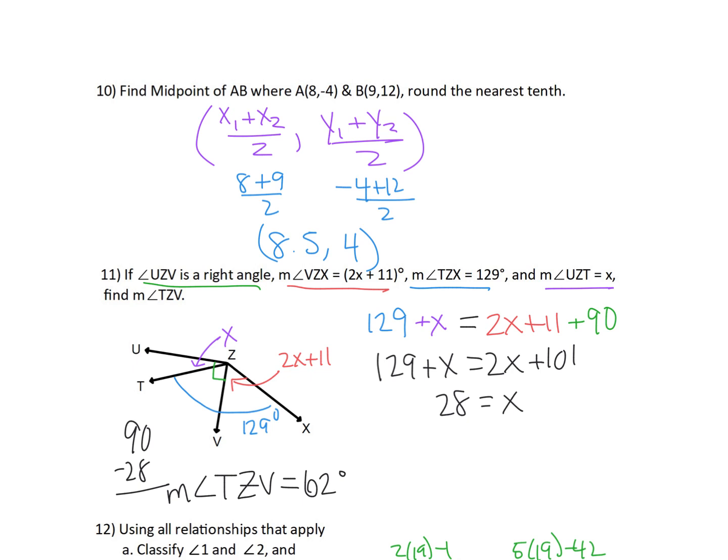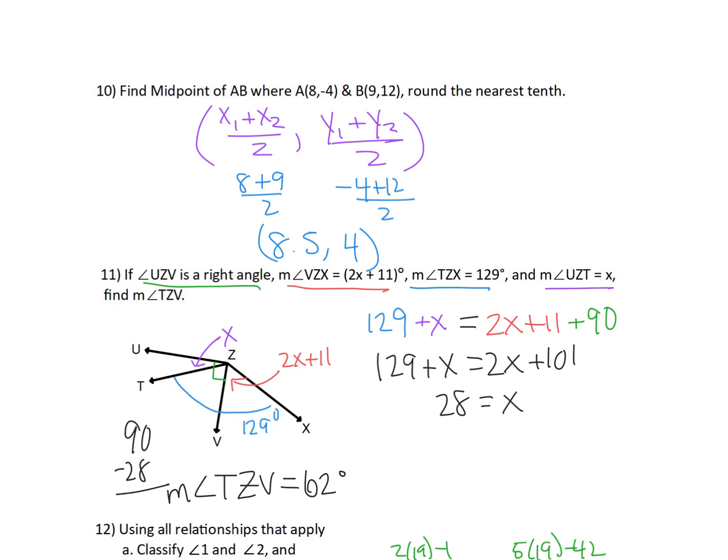Number 11 was really tricky for me even. So this one, I labeled everything according to what was given. So you just got to be really careful with how you are doing that. The right angle covers 2 angle spaces. So we have complementary angles here. Then this little sliver is just a value of x. This bigger sliver is a 2x plus 11, and these 2 together is 129.